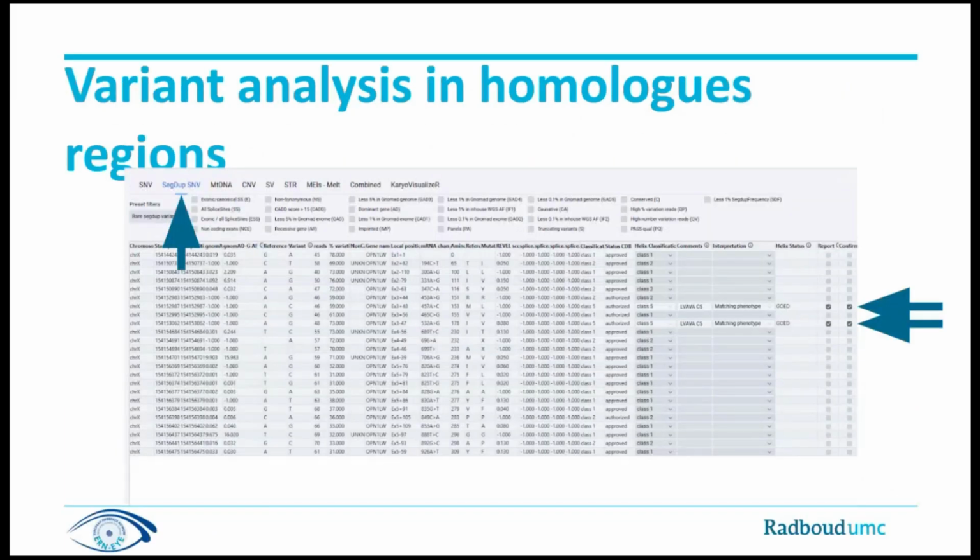So now we're looking at the results of the SecDub tool in our variant analysis software. And in the analysis of case 1, 2 pathogenic variants, or class 5 variants, as you can see by the 2 arrows, are detected in the OPN1-LW gene by our SecDub tool. Next slide.